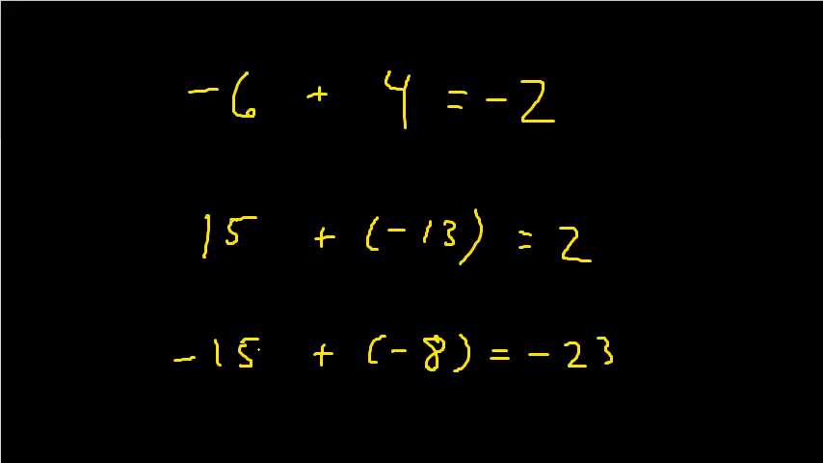So again, numbers with the same sign, you add them together and keep the sign. Numbers of different signs, you subtract the smaller absolute value from the larger absolute value and then keep the sign of the larger absolute value.